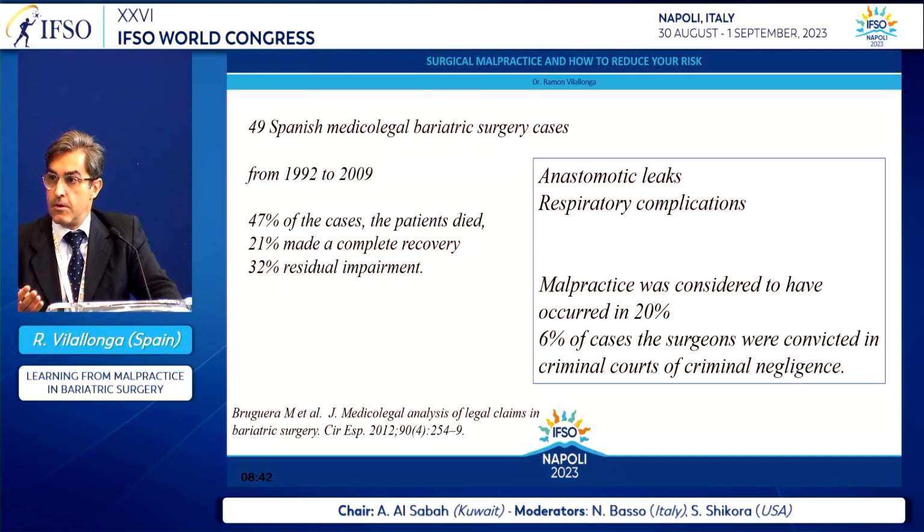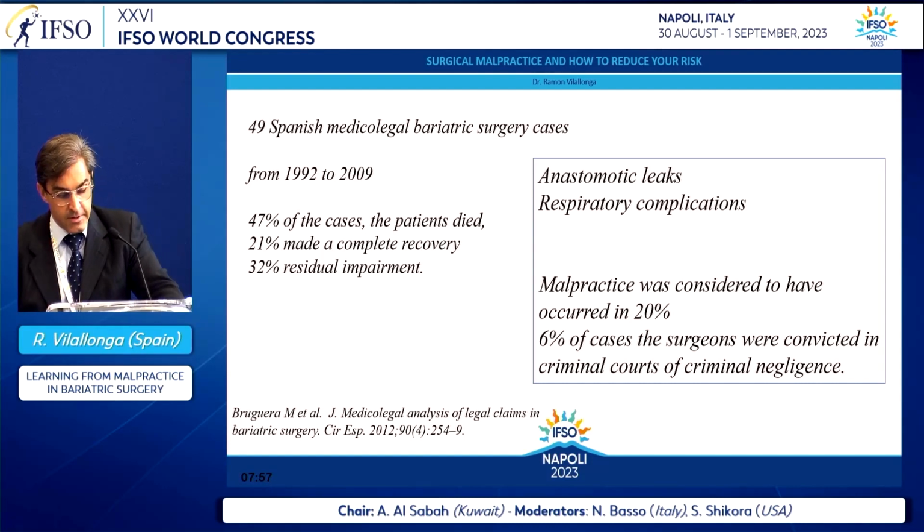Most of the cases, I would say 47%, were patients that unfortunately died after the bariatric procedures. That's the reason why these cases went up from a legal way to the courts. 21% of the patients could recover, but 32% had a residual impairment. Most of the complications were related to anastomotic leaks, but also to respiratory complications. Malpractice was considered to have occurred in 20%, so this is something interesting, because huge complications are not always related to malpractice. Complications can occur, you can do the best for the patient, but these are complex patients in a complex scenario in terms of complications.